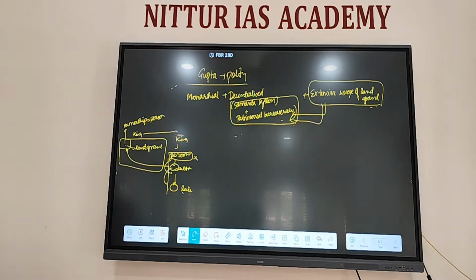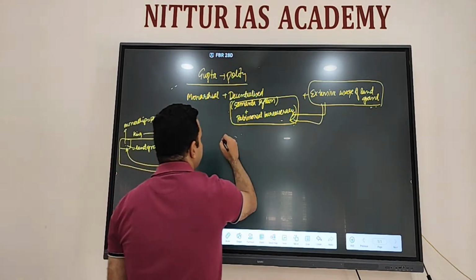So these are the major features of the Guptas. Any doubt? If a question comes, compare the administrative system of Mauryas and Guptas. Remember, Mauryas are monarchical with a highly centralized system. Guptas are monarchical but decentralized. In Mauryas you don't have a land grant system, while in Guptas you have the land grant system. Keep that difference in mind. Any doubt regarding this part? Mauryan was BC and Gupta is AD.